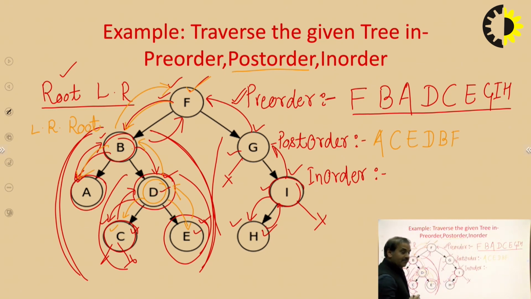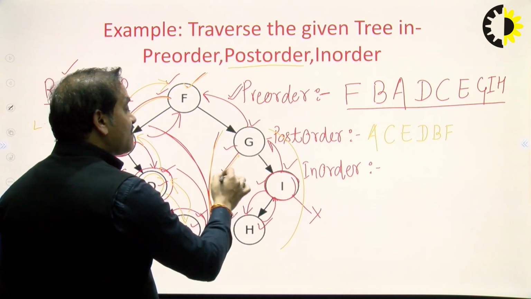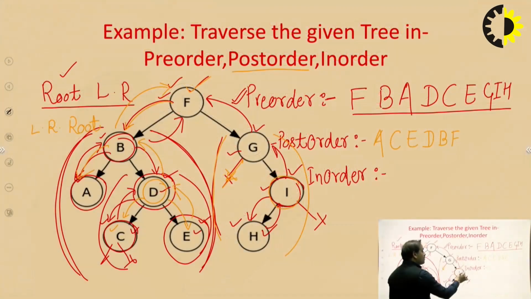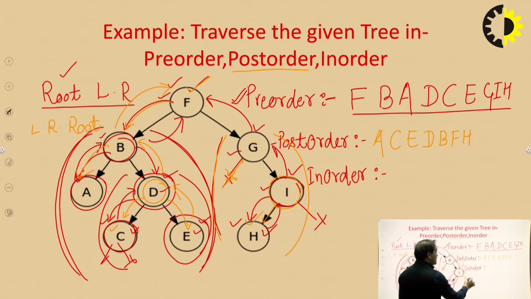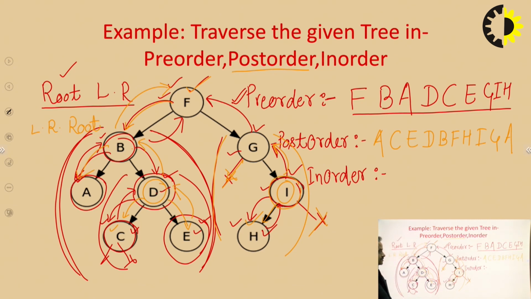After processing F, now we have to move on to the right child of F, and the right child of F is G. There is no left child, so we can't move left. There is a right child I, we move on to I. The left child of I is H, so we process H. Then the right child of I, there is no right child of I, so we process I. Then we process G, then we process F. This is the sequence of post-order traversal.